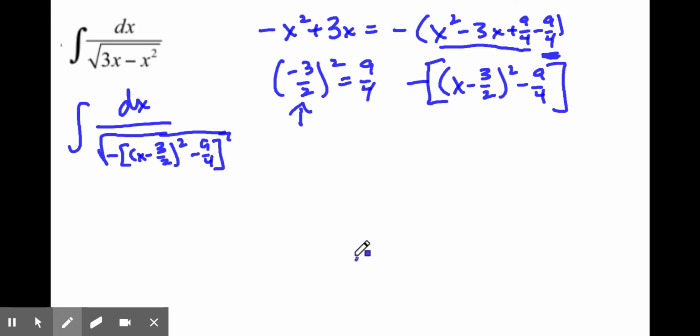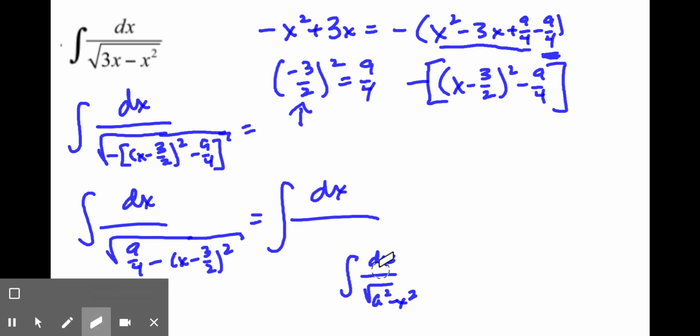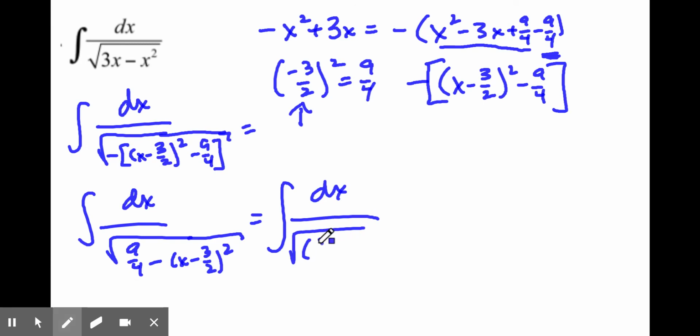If you remember, the rule is radical a squared minus x squared. This does not say that, but if we distribute the negative that we took out back in, it will. So we'll have dx over radical 9/4 minus x minus 3/2 squared. And the 9/4 we can rewrite as 3/2 squared. So we have radical 3/2 squared minus x minus 3/2 squared.